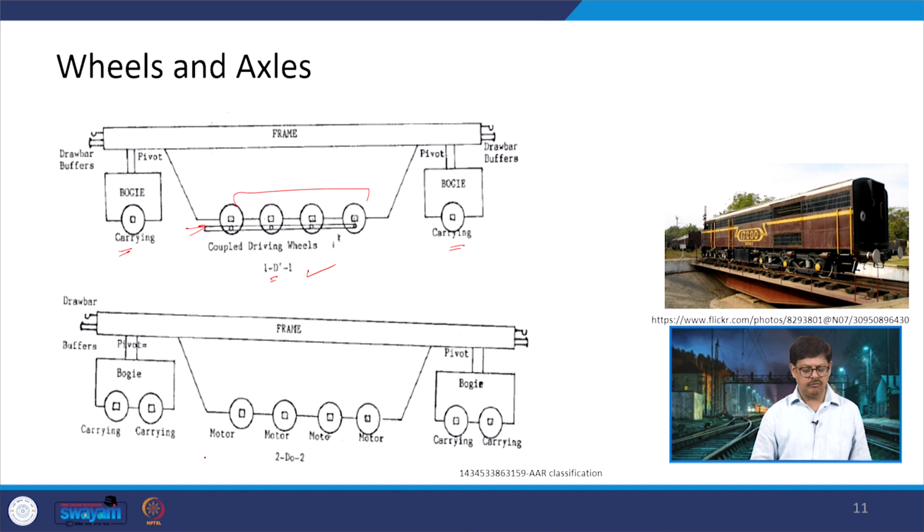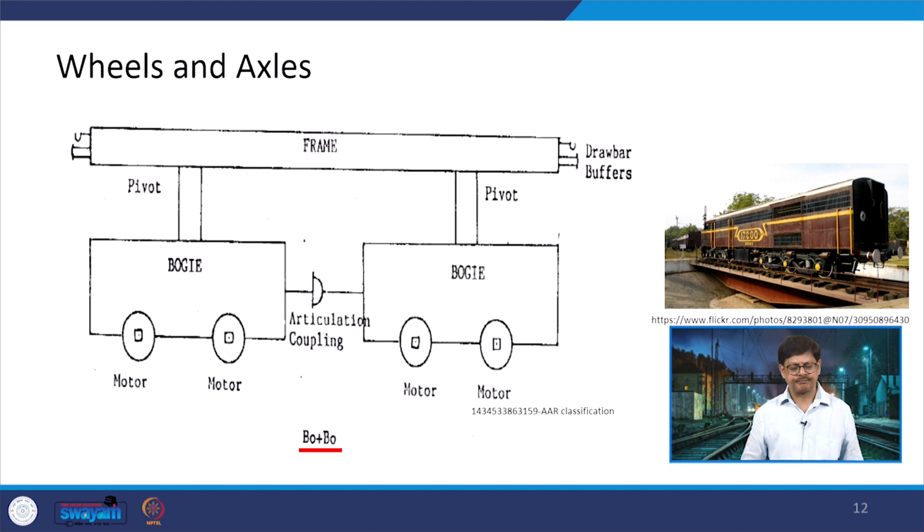Now, if you see the other one, here there are 2 carryings, that means it is going to start with 2. There are again 2 carryings, so it is going to end with 2. And then there are 4 motor units, but they are not being coupled. So, when they are not being coupled, it is DO. So, it is 2 dash DO dash 2. So, this is the way we can provide the nomenclature.